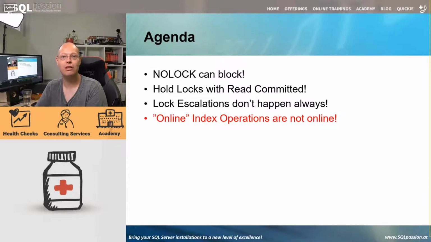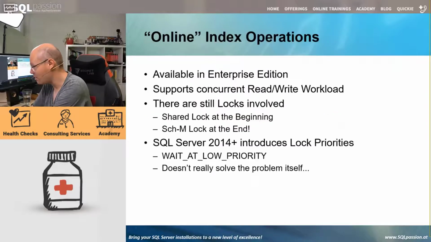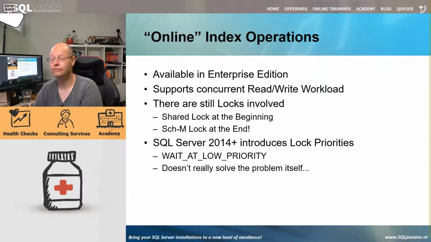That sounds great. So a lot of people are investing in the enterprise edition, and afterwards, when they try to run online operations, they're really scared because even online operations can block in SQL Server. Because when you run online index operations, SQL Server still has to acquire locks. The crazy thing is, at the very beginning of your online index operation, SQL Server acquires a shared lock. As we already know now, a shared lock is incompatible with an exclusive lock.